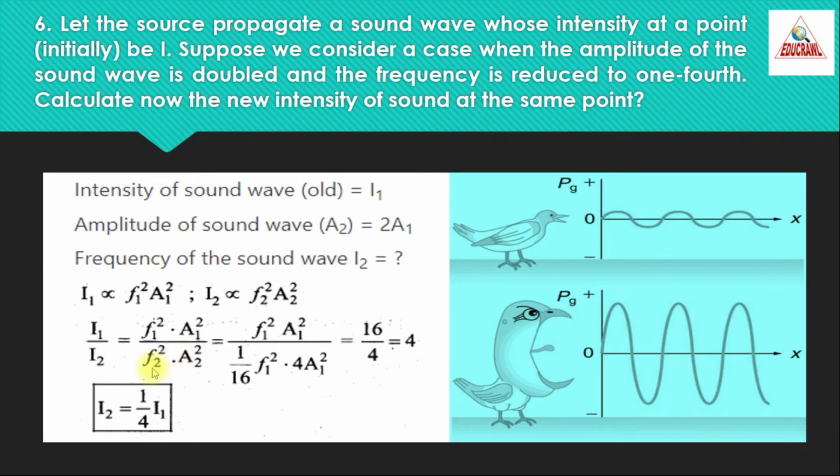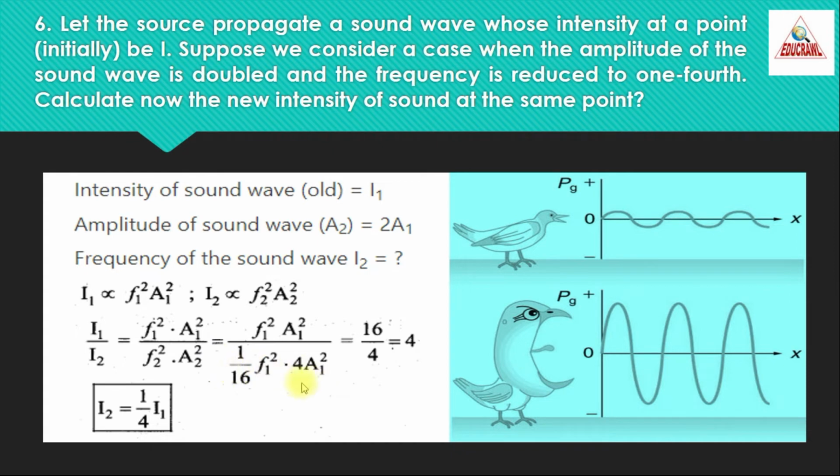We know that the second frequency is reduced by 1 by 8 times. So we have F2 is equal to 1 by 8 F1. Here it is F2 squared, so F2 square is equal to 1 by 16 F1 square. Similarly, the amplitude A2 is equal to 2A1. Here it is A2 square, so it will be 4A1 square.